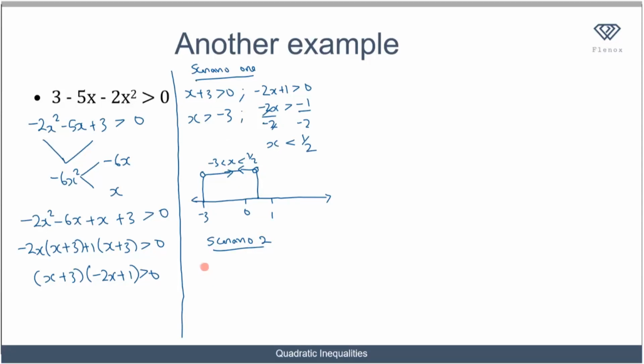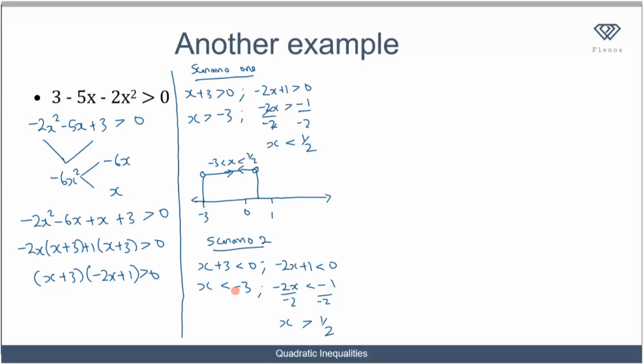So let's look at the second scenario now, scenario 2. In the second scenario, both numbers are negative. So it's either x plus 3 is less than 0, and at the same time -2x plus 1 is less than 0. So here we have x is less than -3, and here you have -2x is less than -1, and when I divide both sides by -2, I have x being greater than half.